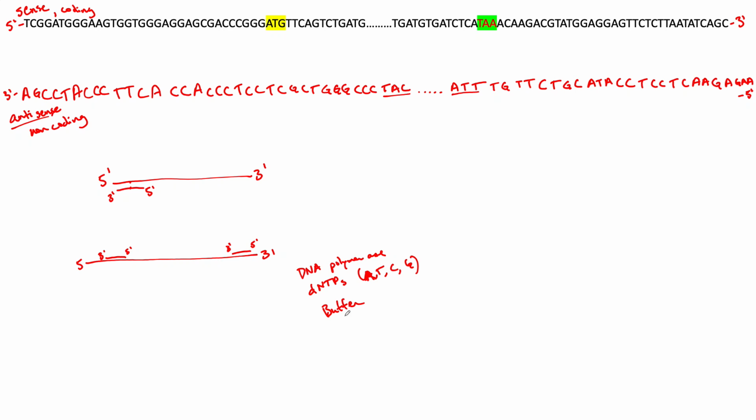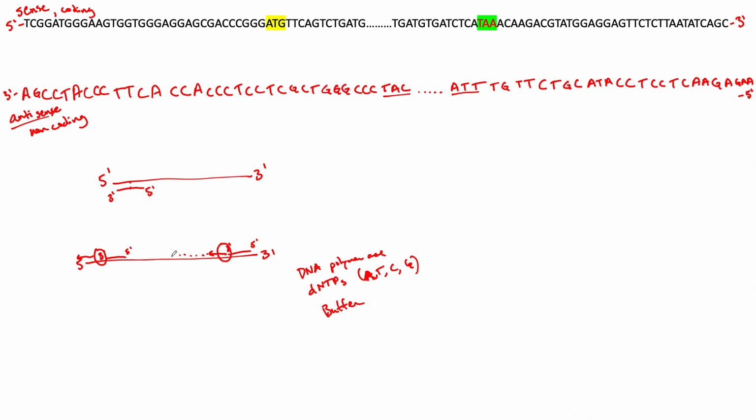DNA polymerase, dNTPs, and buffer, then the primers will anneal to the template DNA in an anti-parallel fashion, and then DNA polymerase will attach to the 3' end of the primers, and it will copy in this direction. It will read the template DNA in the 3' to 5' direction, but it will copy new DNA in the 5' to 3' direction. So it reads in one direction, 3' to 5', but adds new DNA in the 5' to 3' direction. So DNA polymerase would attach here at the 3' end of the primers, and it would start producing new DNA going in this direction.